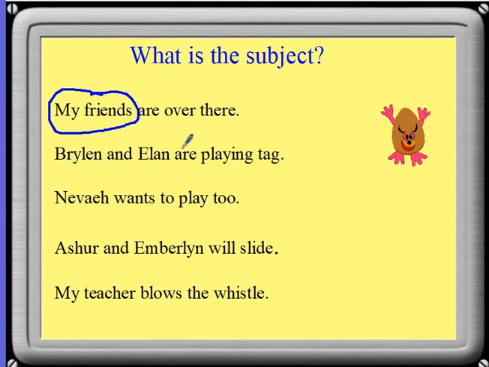Alright, what about Brylan and Ellen are playing tag? Who's this sentence about? Brylan and Ellen are playing tag. Oh yeah, this one's Brylan and Ellen. It's got two people that the sentence is about. So remember, the subject is who or what the sentence is about. Who's doing something. Alright, Nevaeh wants to play too. Who's that sentence about? Yeah, it's about Nevaeh. Very good.